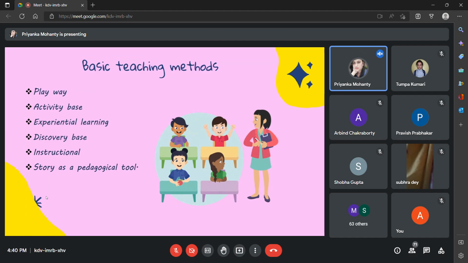Basic technique methods: playway method, activity-based, experimental, discovery-based, instructional-based, story or pedagogic tools.